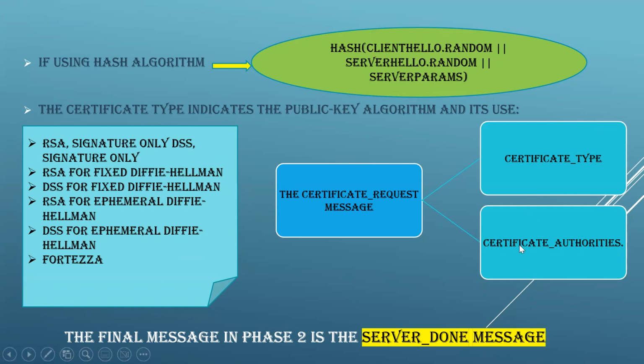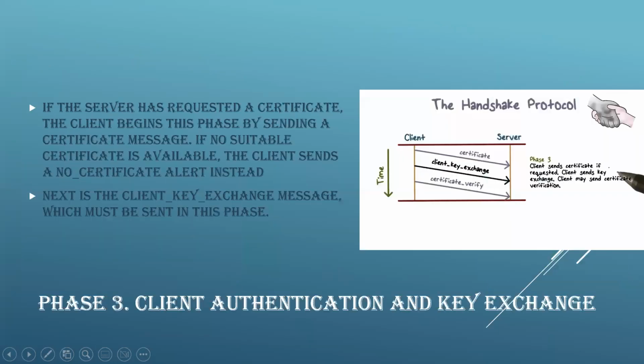Certificate types are the types involved in certifying the authentication process. Certificate authorities are what make these certificates authorized. A certificate becomes authorized only when the certificate authority signs the particular certificate; only then is the authentication carried out. So finally, using the hash algorithm and different types of certificates, and seeing whether it is authenticated, in phase 2 the server done message will be sent.